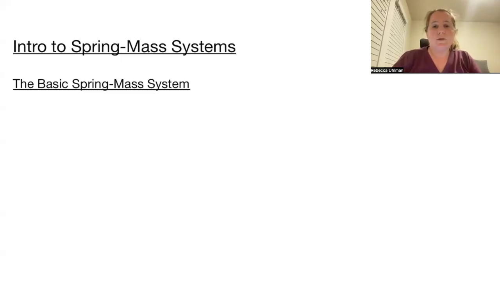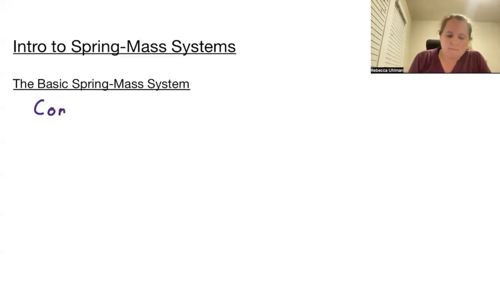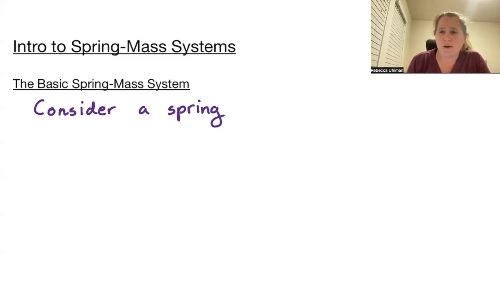Welcome to an intro to spring mass systems. So first we want to just look at the basic spring mass system. So let's just consider a spring hanging from the ceiling or from an object. So hanging by one end.